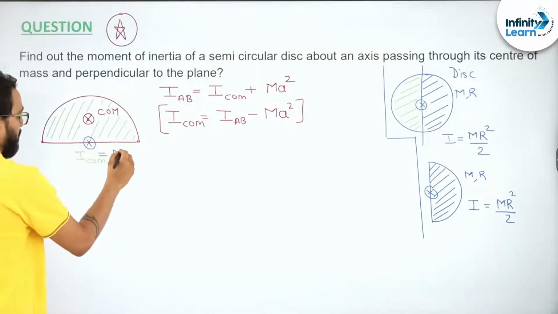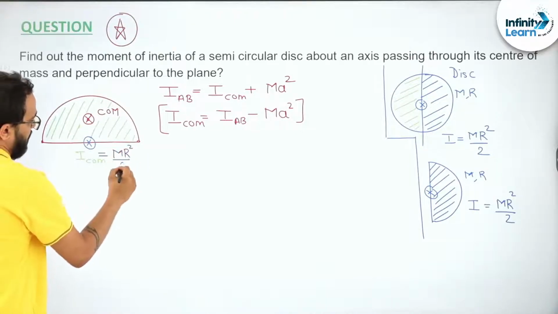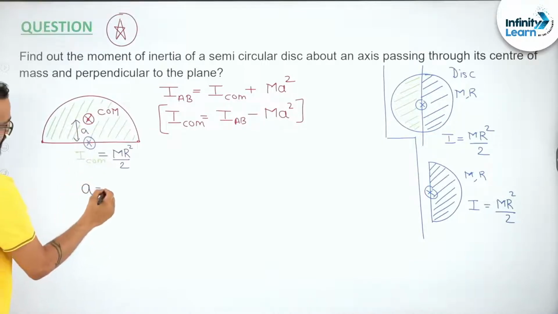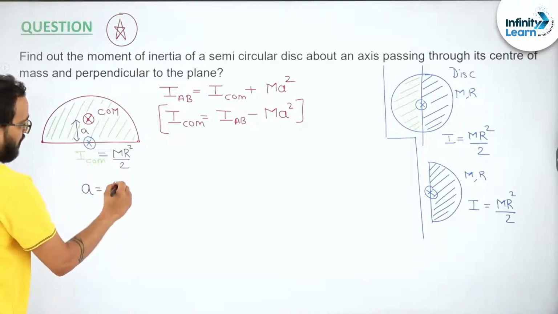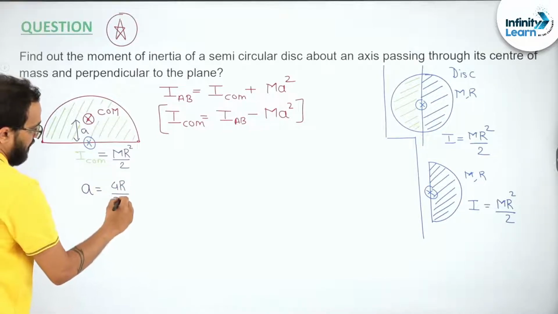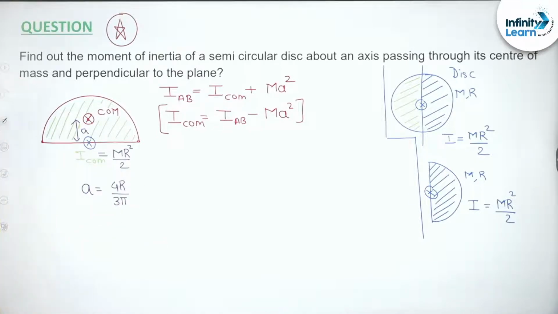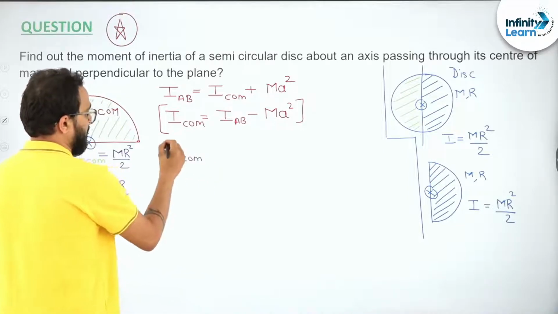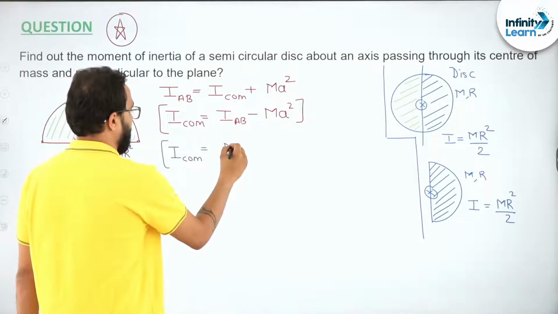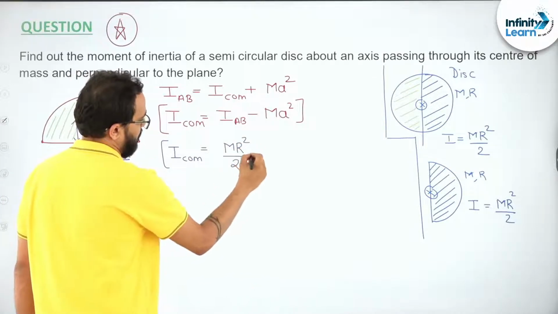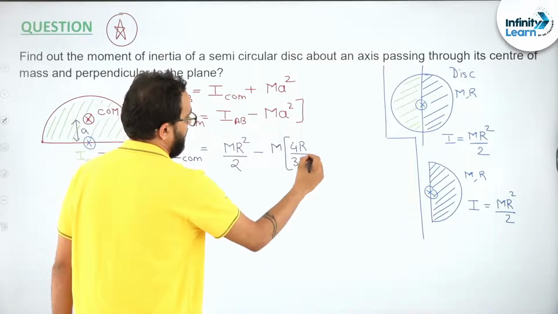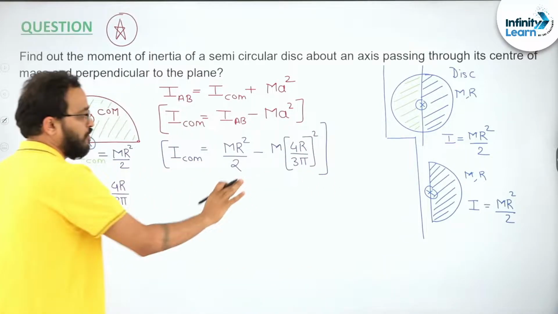This will be equal to MR square by 2. Now what is the perpendicular distance? This you must remember. This was 4R by 3π. Do you remember this thing? This is the height of center of mass in a semicircular disc. Now you will apply this concept and say I about COM will be nothing but MR square by 2 minus M into (4R by 3π) whole square. Now after solving this, you might get the right answer.